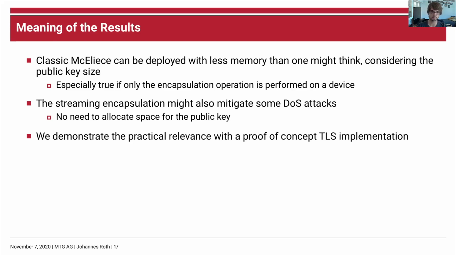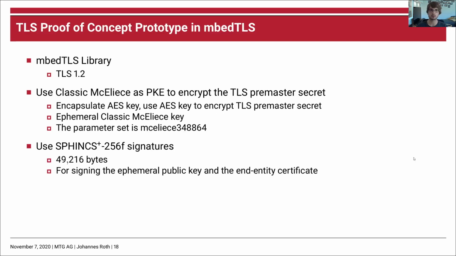And last but not least, we will now demonstrate the practical relevance of these results with a proof of concept TLS implementation. For our TLS prototype, we use the mbedTLS library, which supports TLS up to version 1.2. We integrated Classic McEliece in a cipher suite by using it as a public key encryption system to encrypt the TLS pre-master secret. The exact way is to encapsulate an AES key and then use this AES key to encrypt the TLS pre-master secret. This is the way one would use an RSA key.